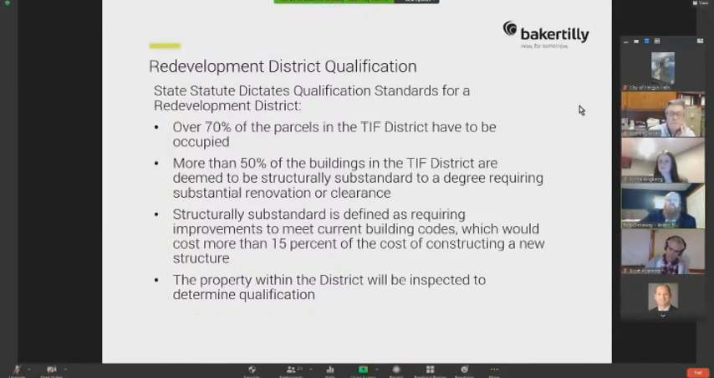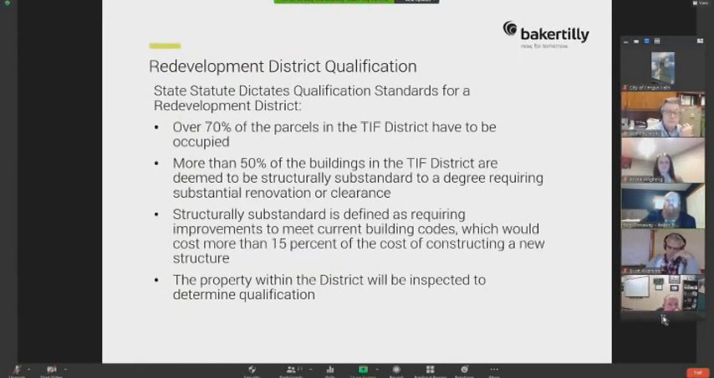So the cost of bringing the Shopco building into compliance with current code is greater than 15% of the cost of constructing that building new. That allows the building to be qualified as structurally substandard. Sometimes you hear this referred to as a blighted building. It's not quite blight in the traditional definition, but this structurally substandard definition is what is referenced within the TIF statute. So the property within a TIF district will be inspected to determine that qualification.